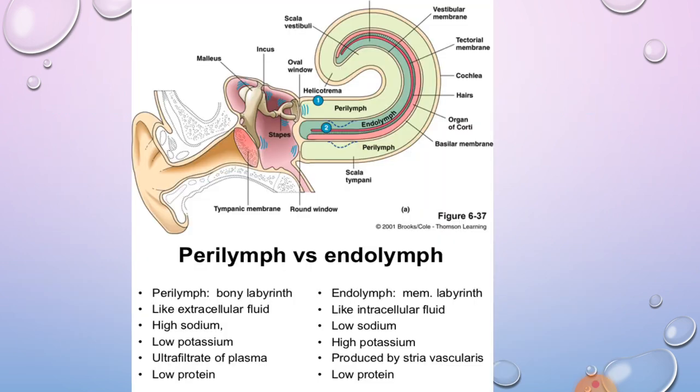Okay, if we compare the perilymph and the endolymph, the perilymph is present within the bony labyrinth. It is like the extracellular fluid. It has high sodium, low potassium, ultrafiltrate of plasma, having low protein. While the endolymph, which is present within the membranous labyrinth ducts and sacs, is like intracellular fluid. It is low in sodium, high in potassium, produced by stria vascularis of the cochlear duct, and it has low protein.